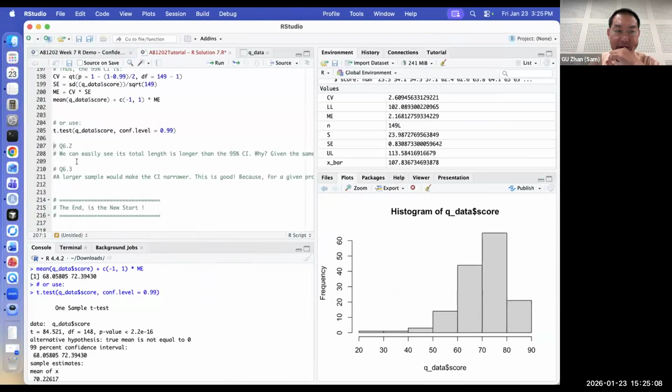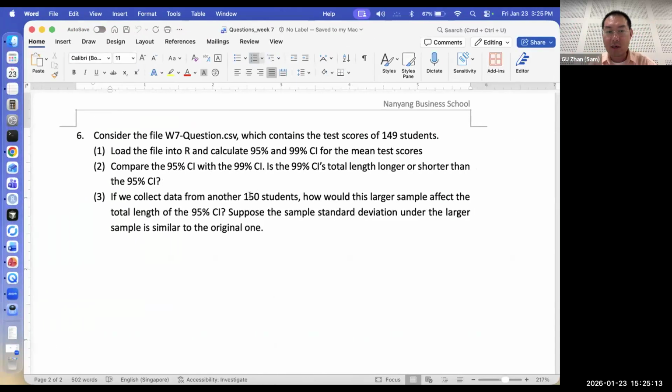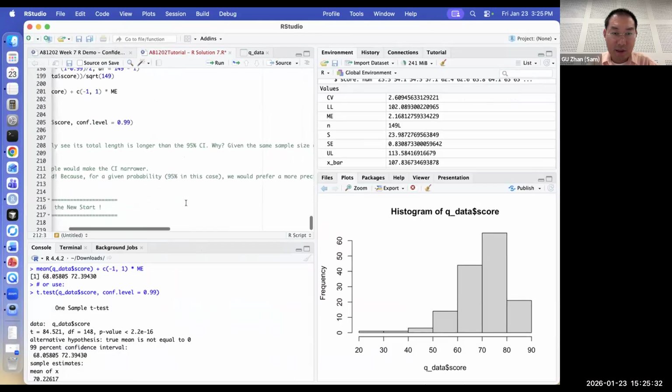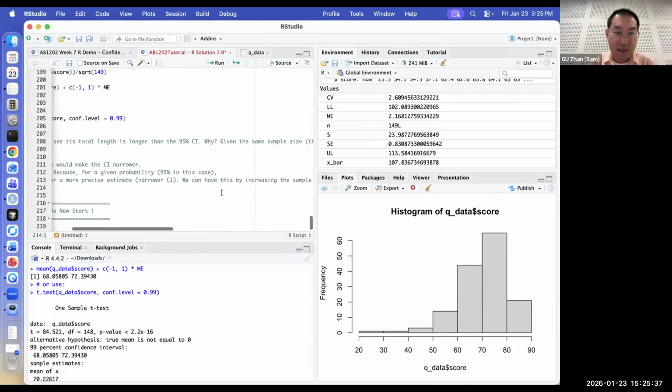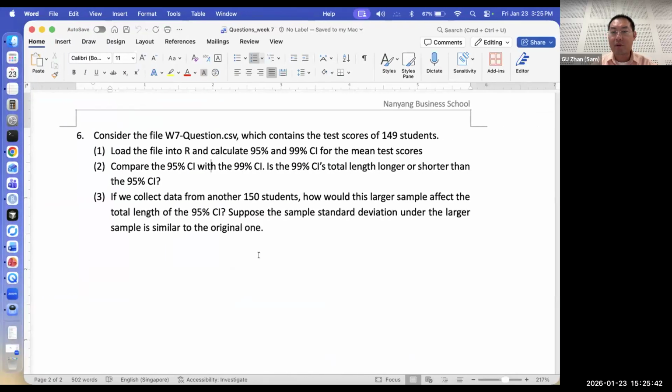6.2, yes, larger. Then 6.3: we collect data from another 150 students. How will this larger sample affect the total length of the 95% CI? I suppose the sample standard deviation under the larger sample is similar to the original one. A larger sample would make the CI narrower. This is good if we would prefer a more precise estimate, and we can have this by increasing the sample size.